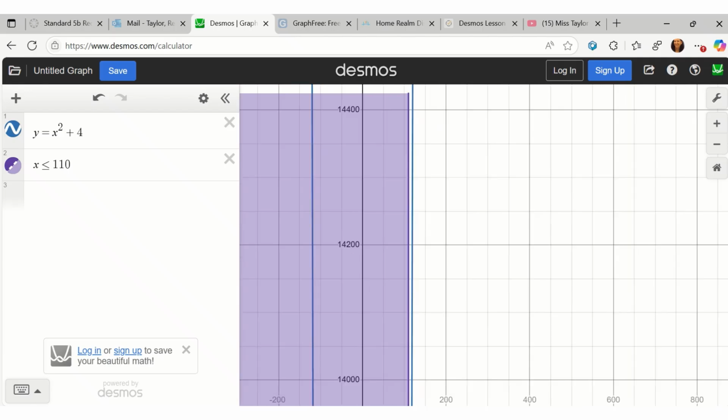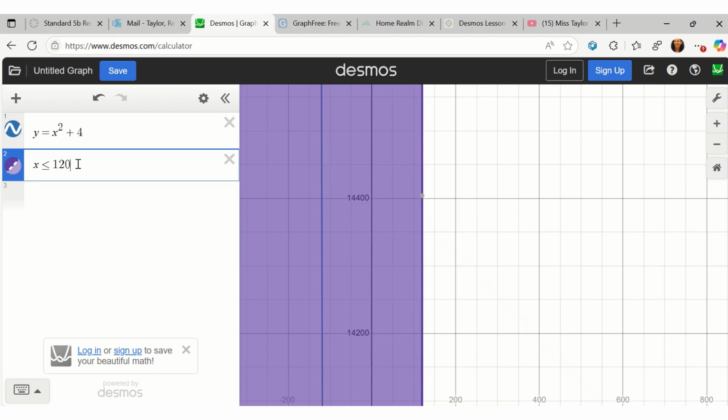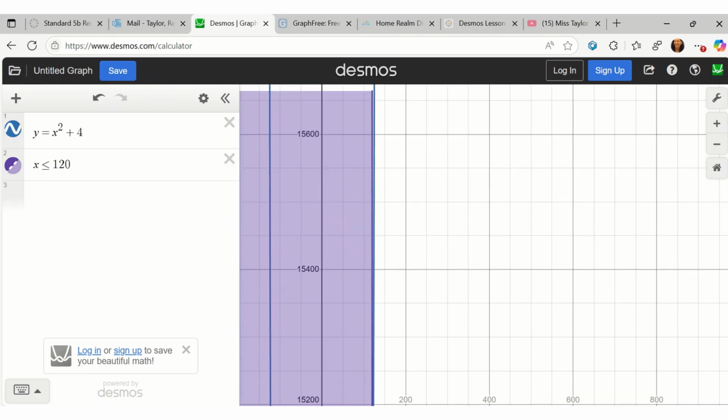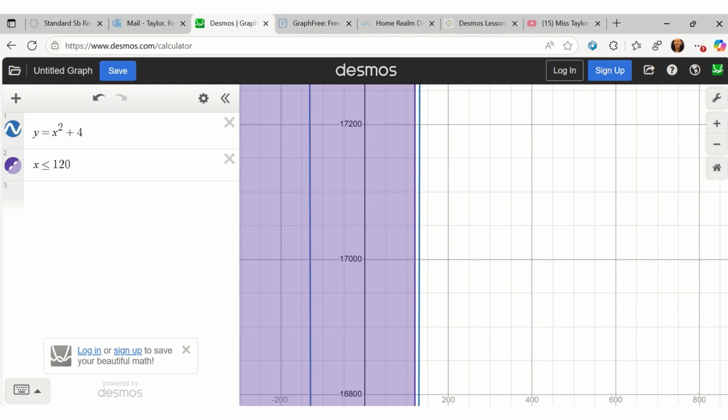It might be slow going. That looks like a vertical line, but it's not vertical. So I might say, what about 120? Okay, now I've got it. Well, nope, if I come up here, we could keep playing that game. We're up to like 17,200, but we could keep making that number bigger and bigger, and we would eventually creep out because the parabola keeps going side to side.